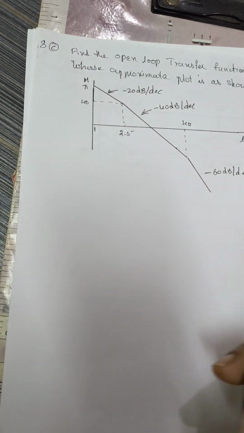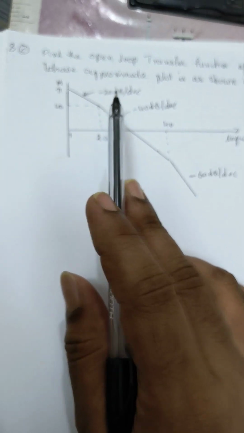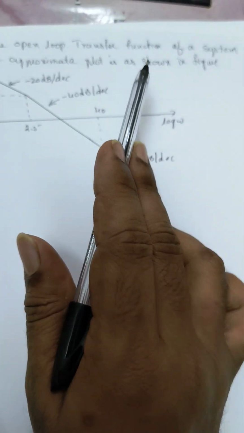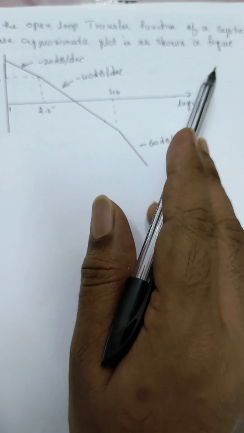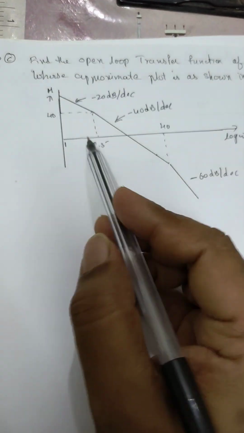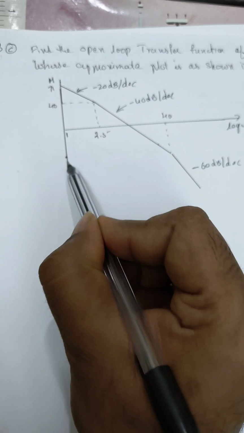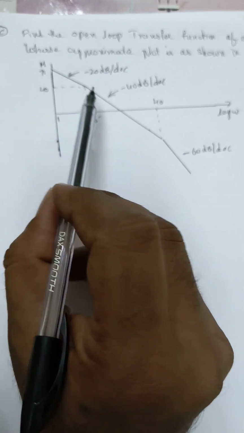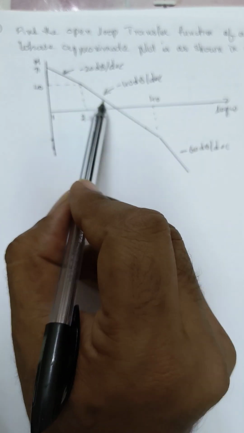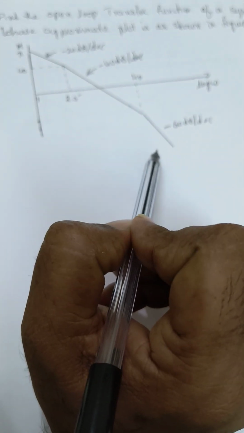So we'll see one problem. This is the 8C problem from question paper 6. Find out the open loop transfer function of a system whose approximate plot is shown in the figure. If you see this figure, there is a Bode plot which has different slopes: one is minus 20, next minus 40, and next minus 60 at different corner frequencies.